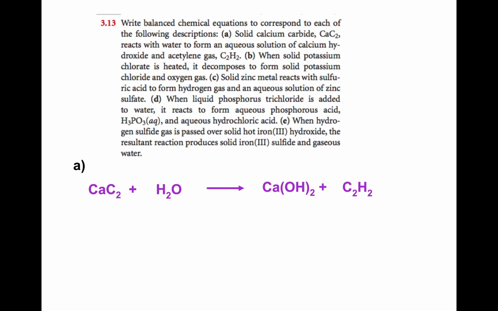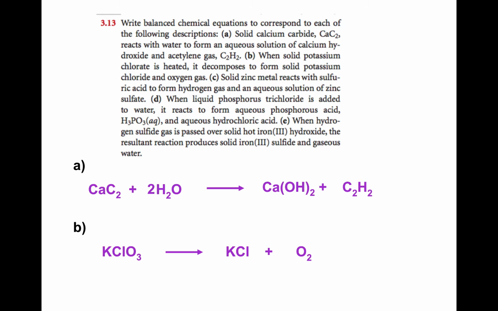The arrow indicates change, forming calcium hydroxide, brackets around the hydroxides, plus acetylene. And once you've got the formulas correct, then you go back and balance, to get the same number of atoms going in as coming out.